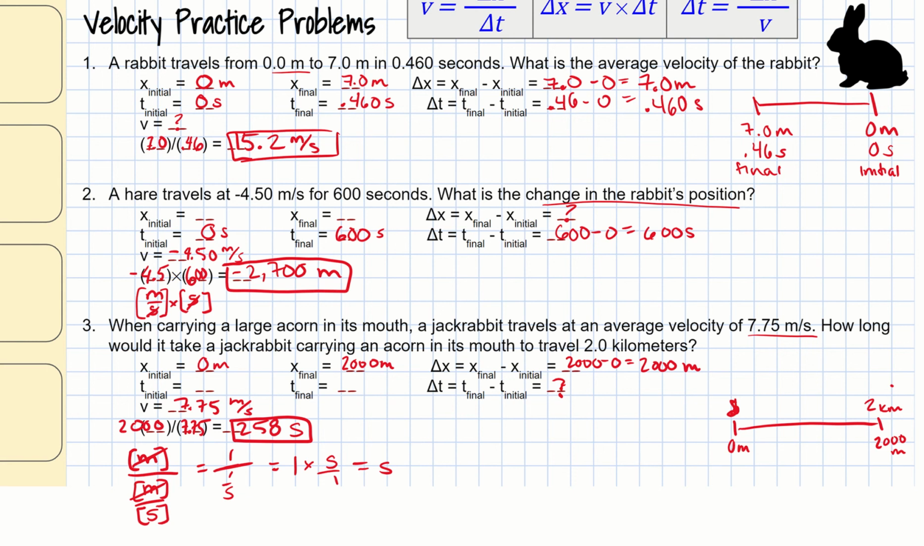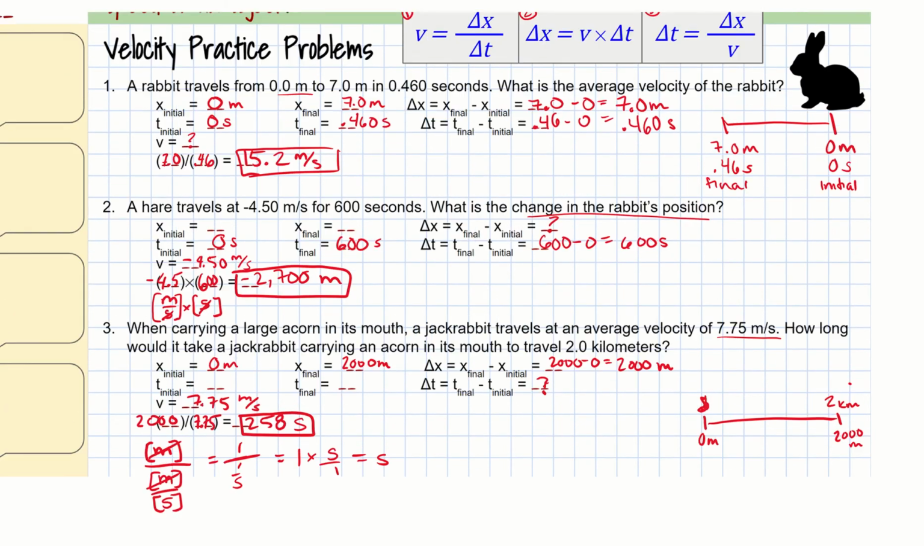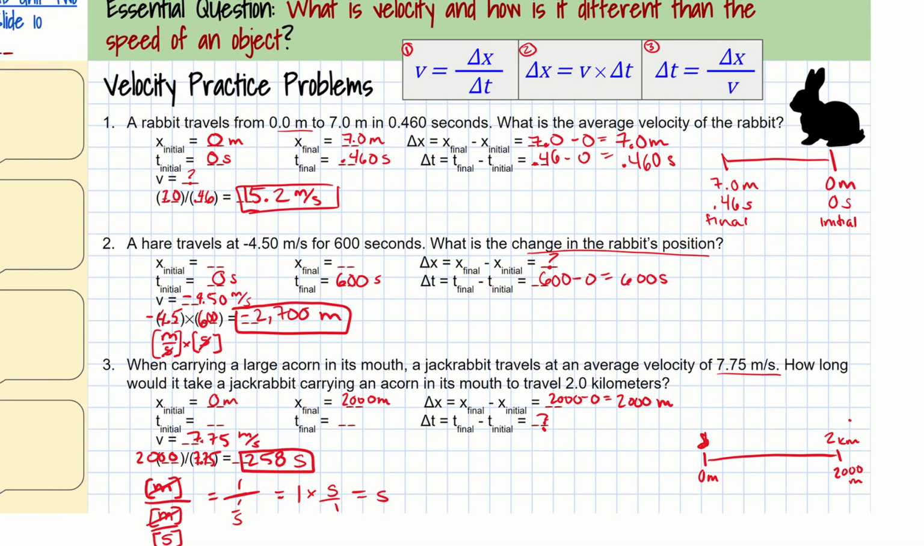Okay, so a couple key things to note here. You got to figure out which equation works best for you. They all are the same equation, but I've just rearranged them for you. So if you're trying to solve for velocity, use the first one. If you're trying to solve for the change in position, you use the second one. If you're trying to solve for the amount of time, then you use the third one up there.